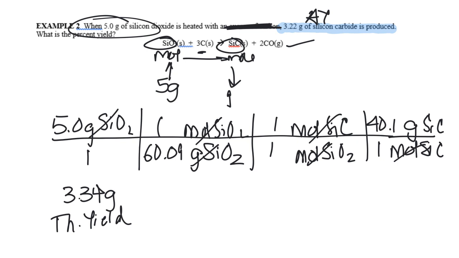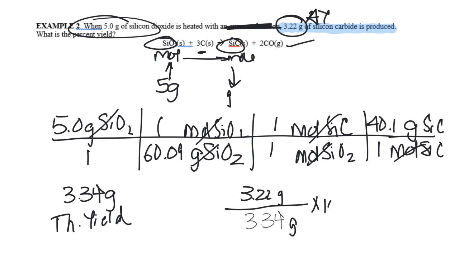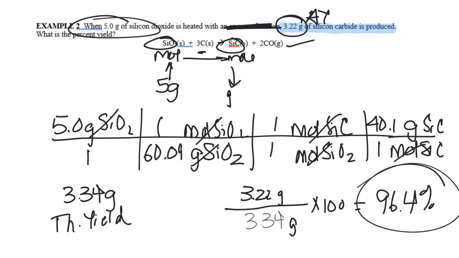So what I need to do now is I take my actual yield, which is 3.22 grams. I put it over my theoretical yield, which I have right here. I multiply that times 100, and I get 96.4%.